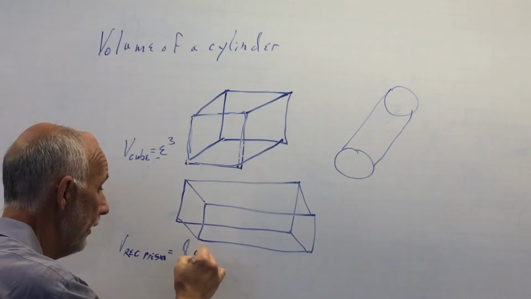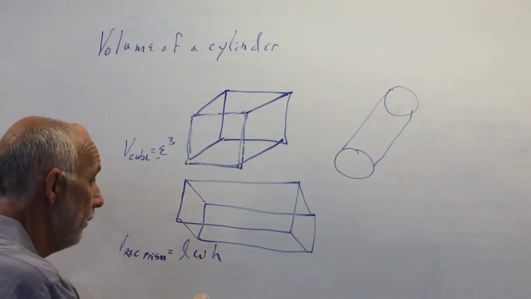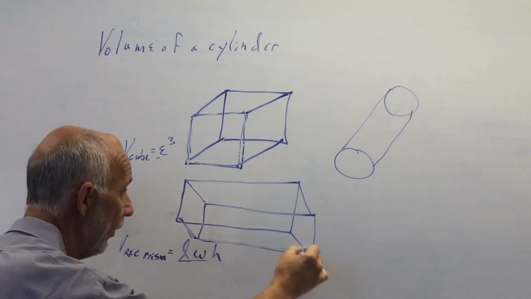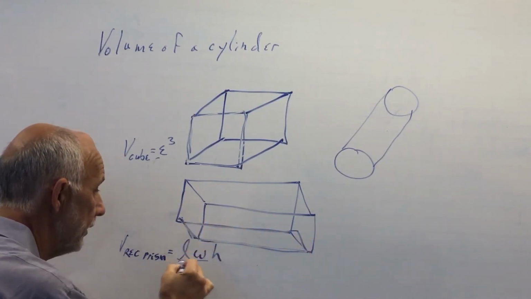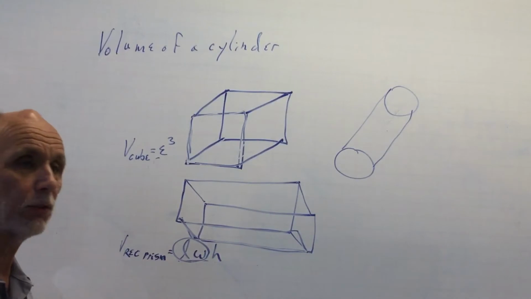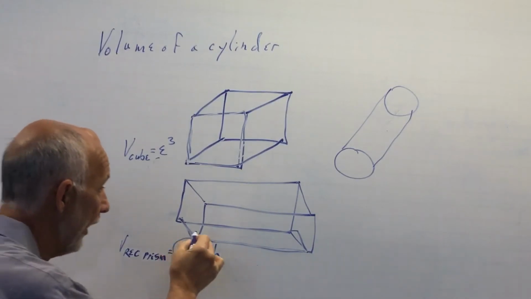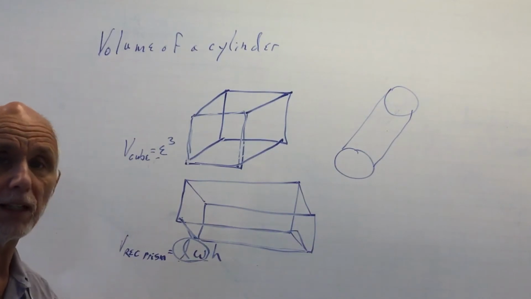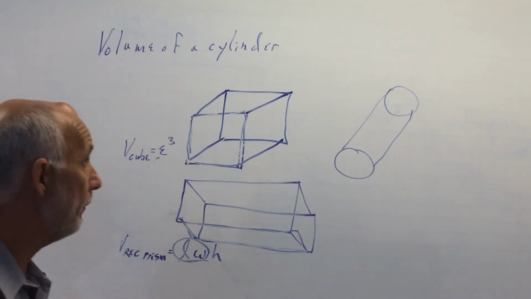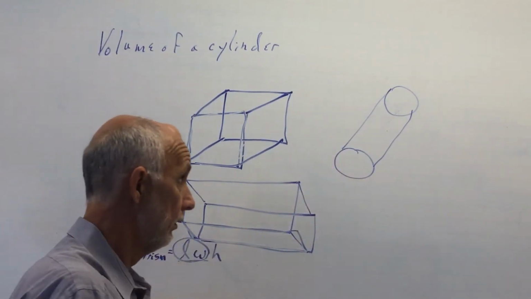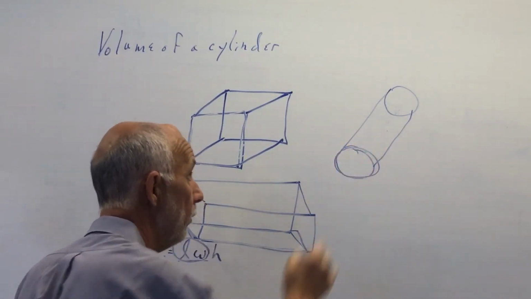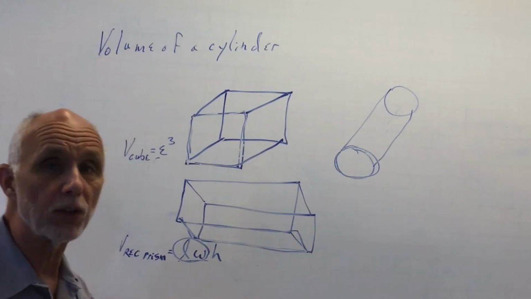we used length times width times height. But when we do length times width, what we're really doing is finding the area of the bottom. Because isn't the area of a rectangle length times width? And then after you find out how much it takes to fill the bottom, you multiply times how much it takes to go up. So what that means in a circular cylinder is find the area of the bottom, which means you find the area of a circle.